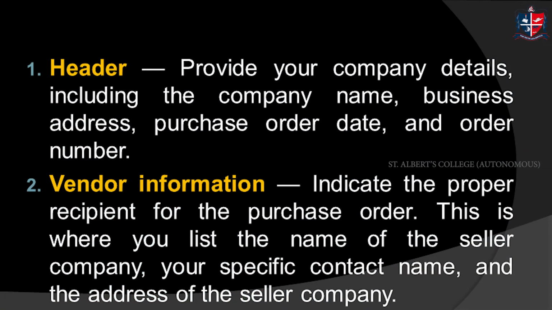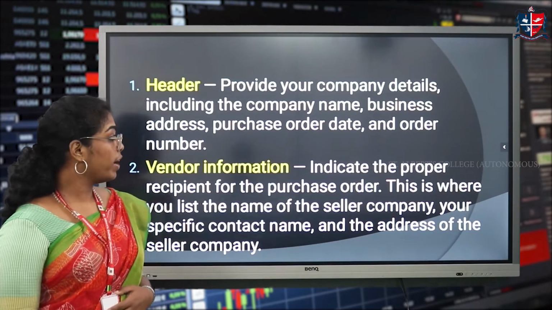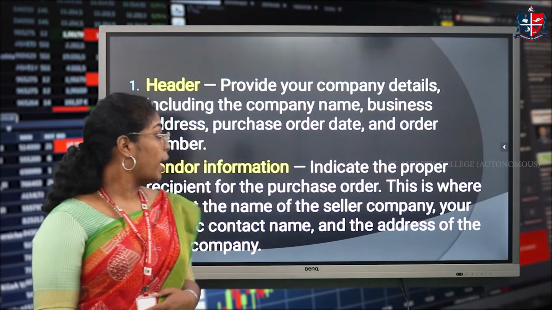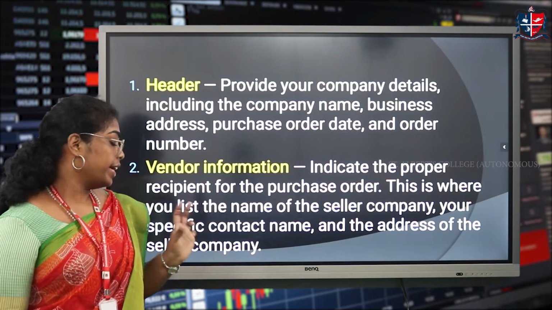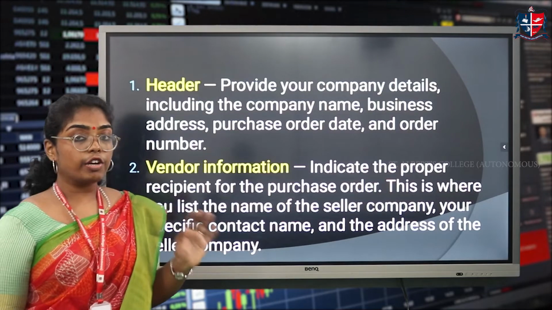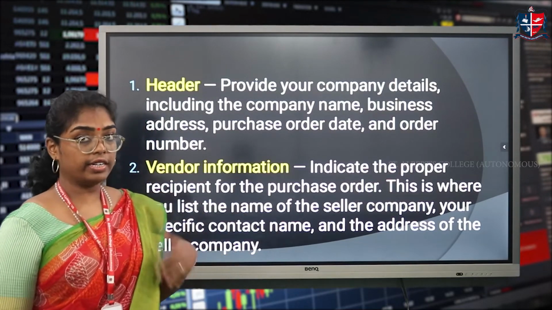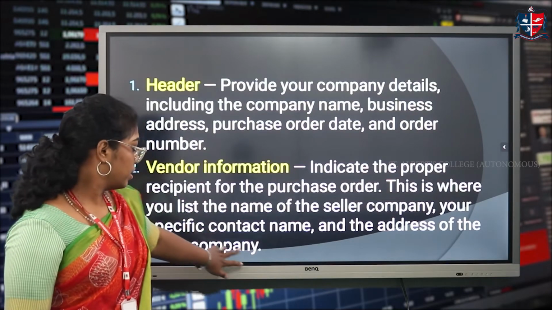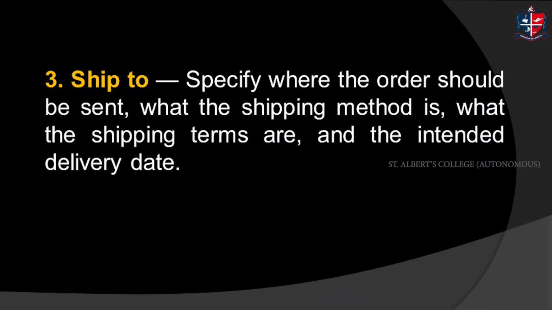Once more, the details to be included under a purchase order include the header, that is where the name of the company, business address, etc. are given. The second one is vendor information, that is all the details of the vendor or the seller, his or her name, contact address, contact name, etc. The third one is shipping to. All the shipping details are to be mentioned here: shipping method, intended delivery dates, shipping terms and conditions, etc.